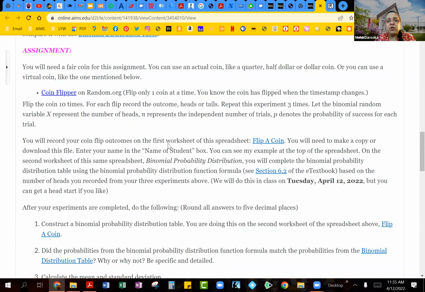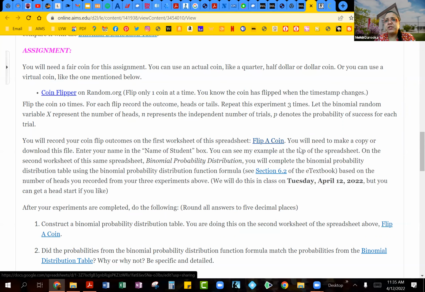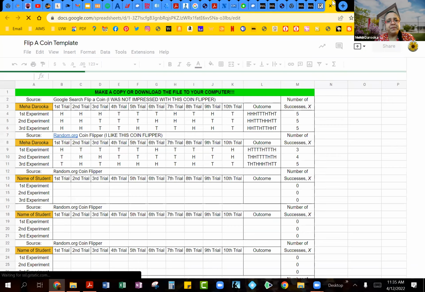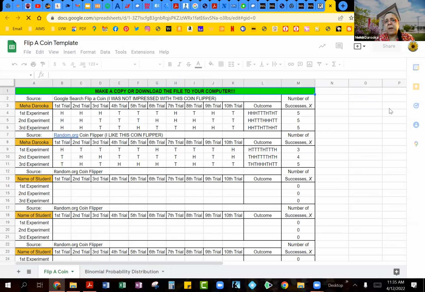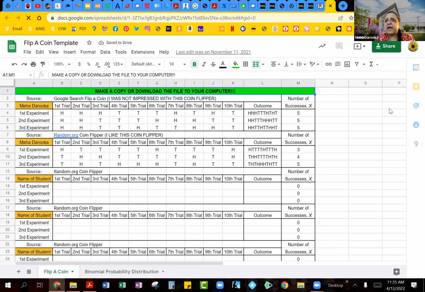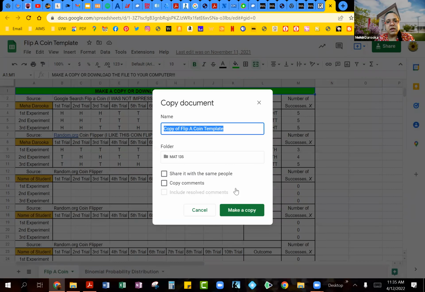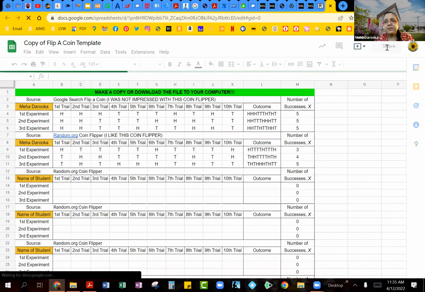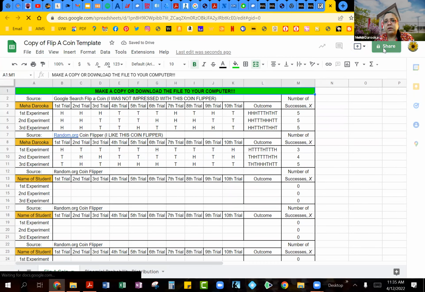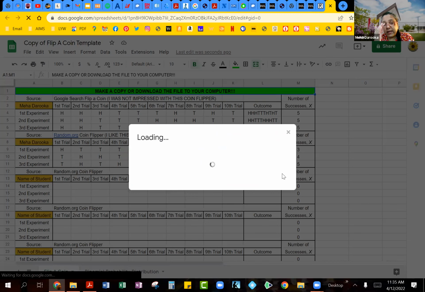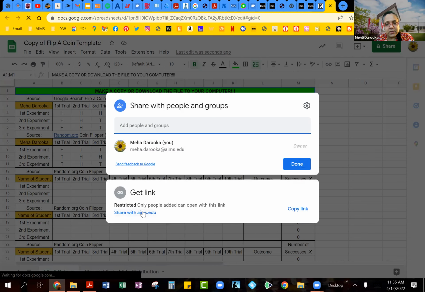And you will record your outcomes and the calculations that you will be doing on this spreadsheet over here, flip a coin. And I've actually put my results at the top, so you have an idea of what to type in when you're doing this. So let me again go ahead and make a copy of this so we can work on this together. And I'll close the original. Let's make sure I give you editing rights on this.